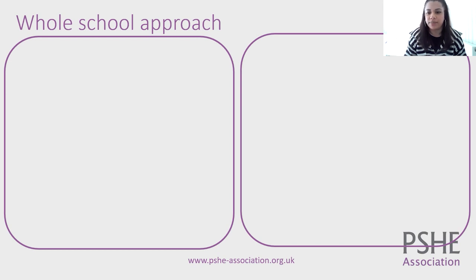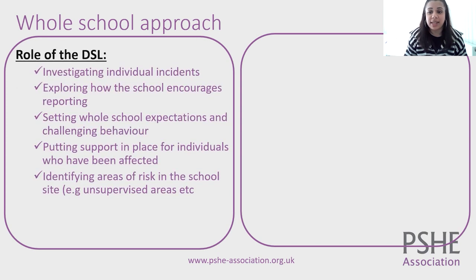So firstly, the designated safeguarding lead is responsible to carry out any investigations for incidents that have taken place. They will also be responsible for the way incidents are reported in the school and how the school encourages incidents to be reported. The DSL will also set whole school expectations and challenge unacceptable behaviours. They will also need to plan how those pupils who have been affected are supported and identify specific areas around the school site that might pose a risk. So, for example, areas which are unsupervised.